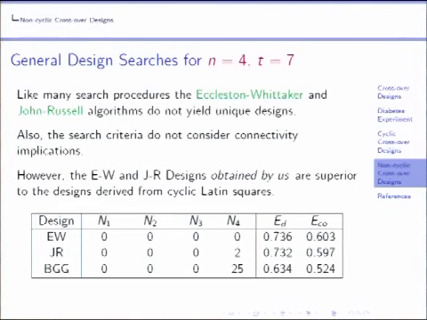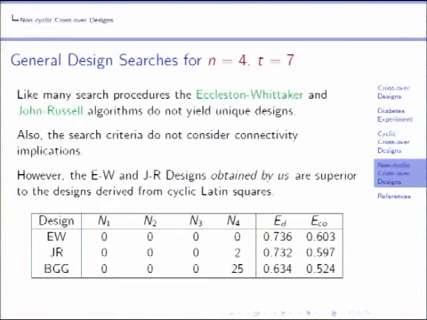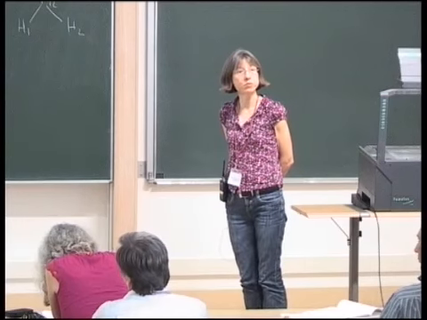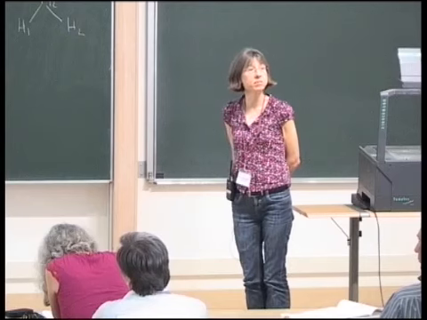Having said that, both routines, the Eccleston-Whittaker and the John Russell, often gave us designs which had repeated treatments for the subjects, and occasionally gave us designs which had non-zero values here. So what I'm trying to say in conclusion is that these search procedures do give very good designs, but it's a really good idea to check for the number of observations that you need to lose before the design becomes disconnected.